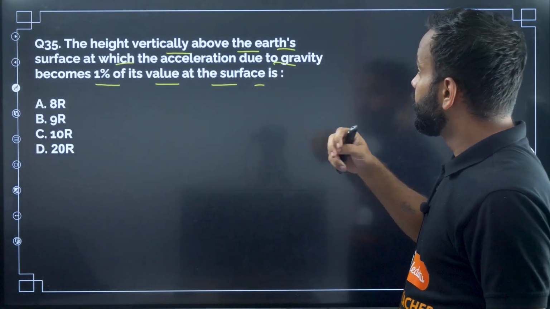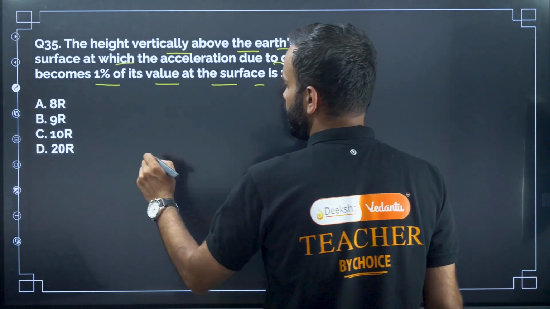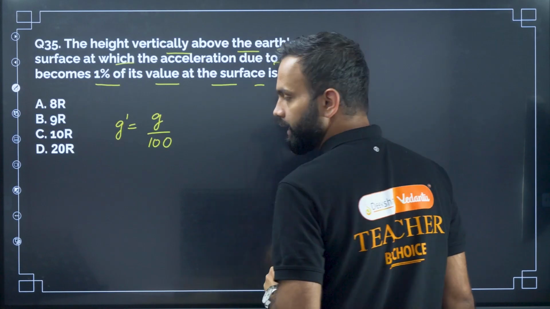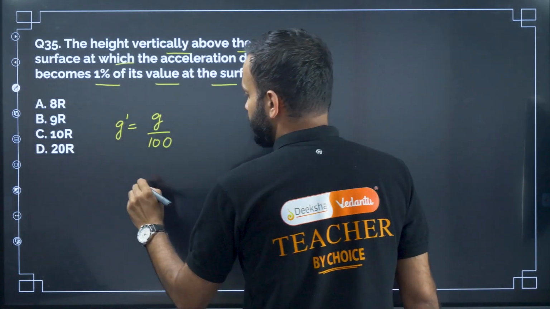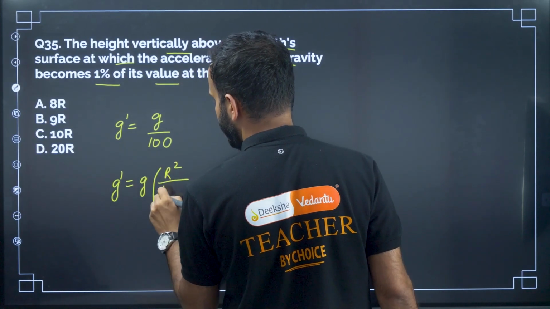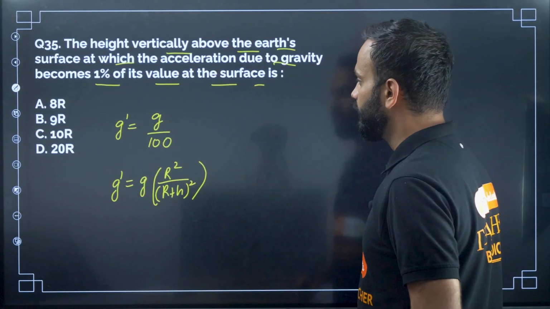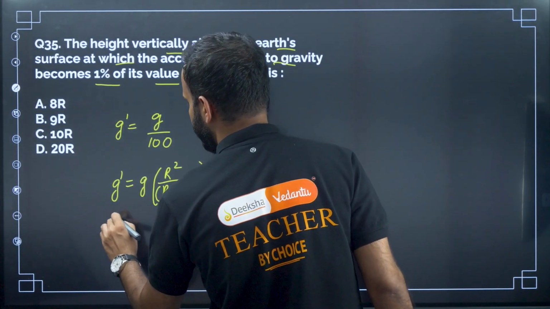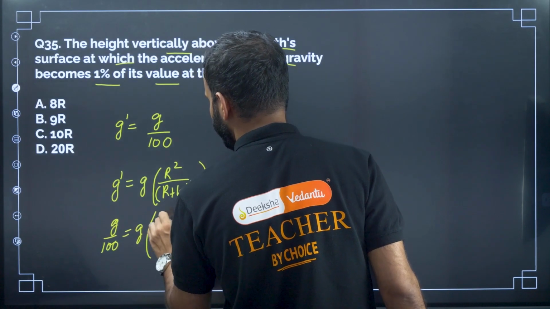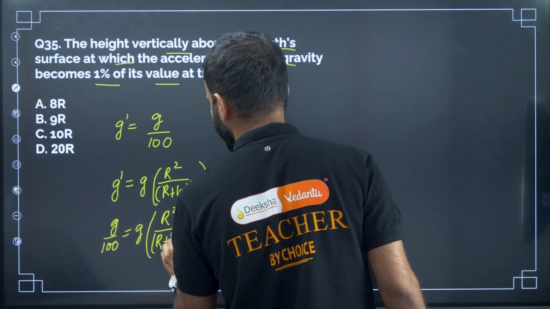Okay, we need to find the height vertically above the Earth's surface at which the acceleration due to gravity g' becomes 1% of its value. At height h, the acceleration due to gravity is g r squared divided by (r plus h) whole squared. g' is g by 100. So g by 100 equals g r squared divided by (r plus h) whole squared.